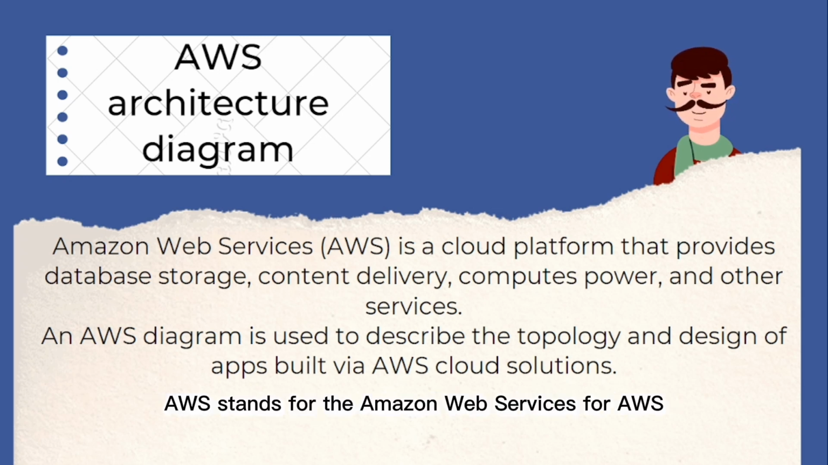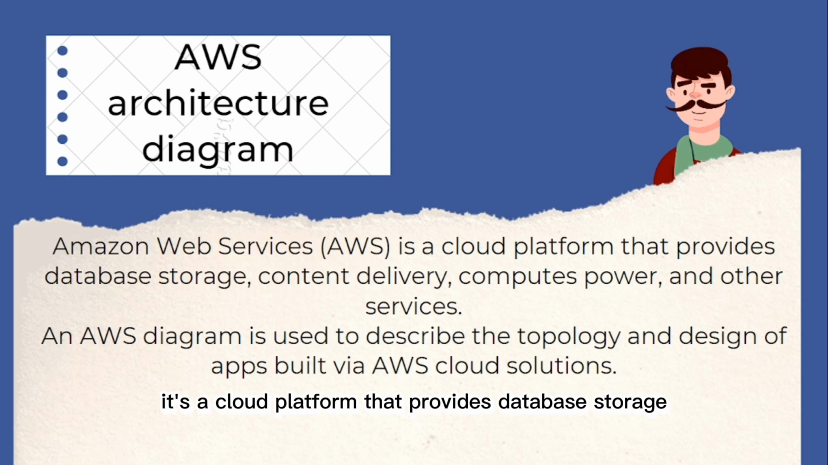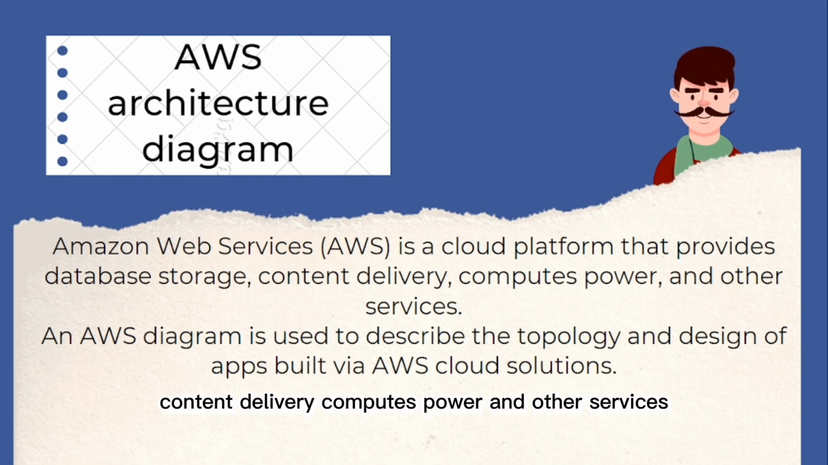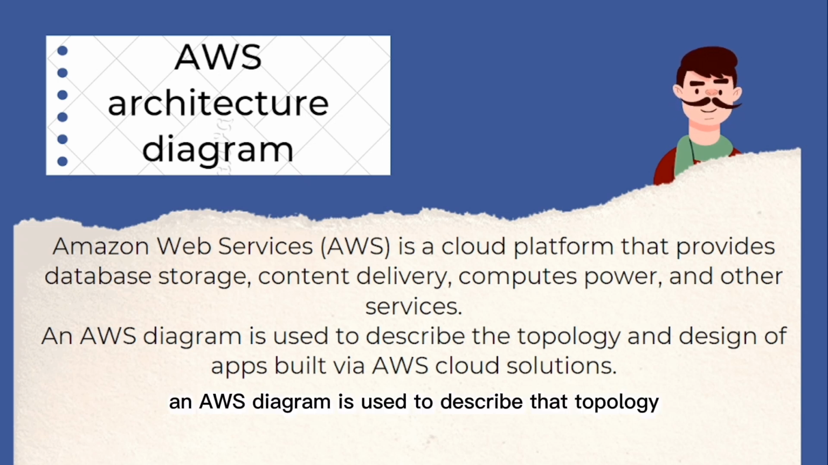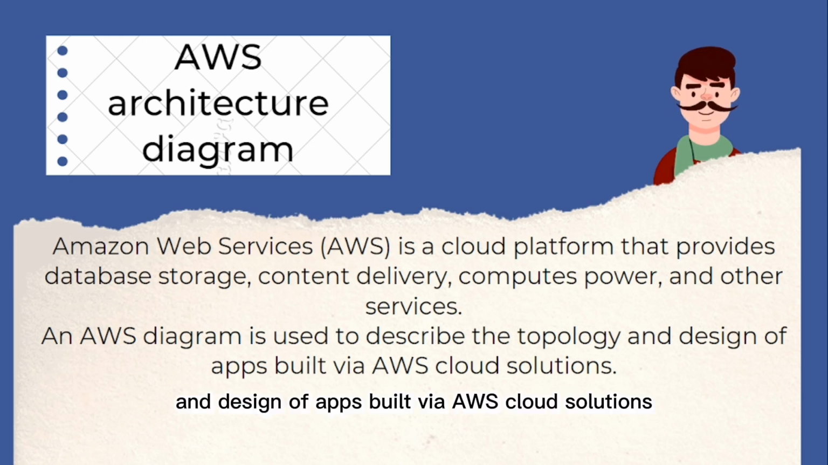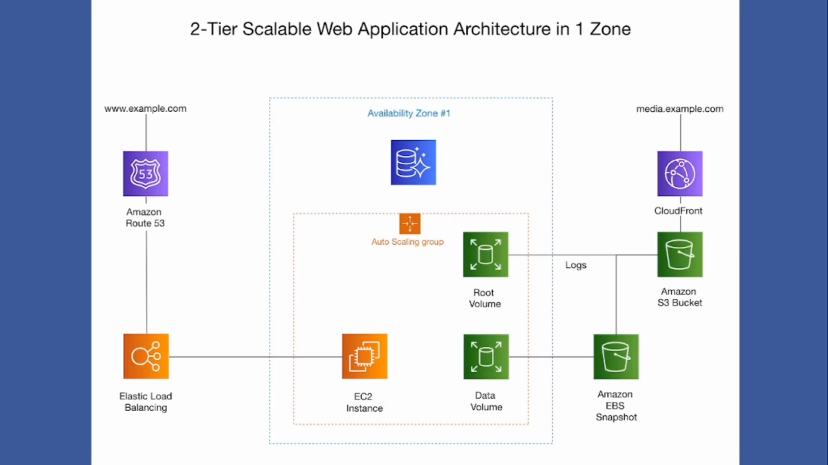The next diagram is the AWS architecture diagram. AWS stands for Amazon Web Services. It's a cloud platform that provides database storage, content delivery, compute power, and other services. An AWS diagram is used to describe the topology and design of apps built via AWS cloud solutions.